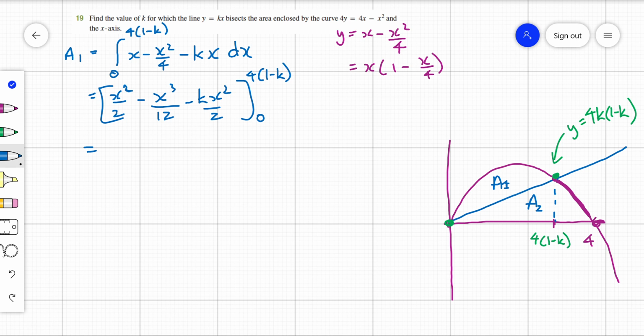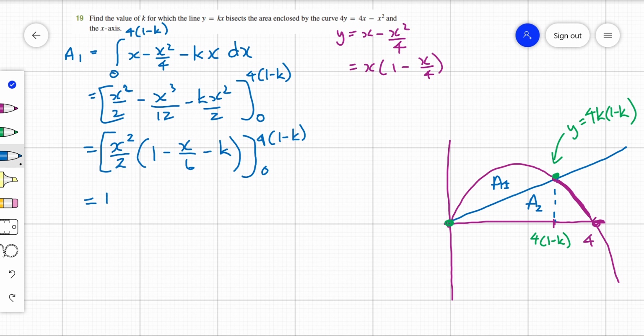Should we not? Let's say we did a quick factorization. So we've got x squared on 2. They all have x squared on 2 in them. 1 minus, I don't know if I'm making this harder, x on 6 minus k, 0, 4 times 1 minus k. Alright, so here we've got 4 4s are 16 and 1 minus k squared on 2.